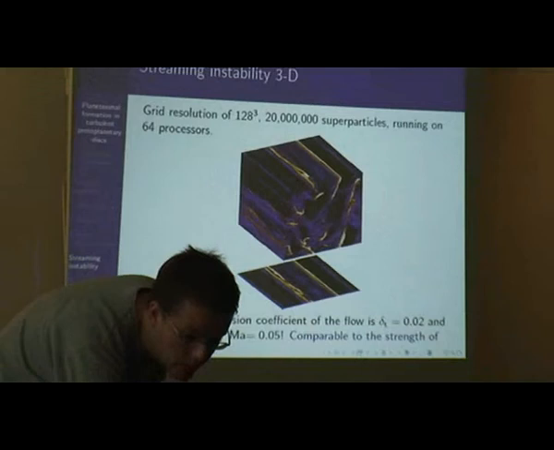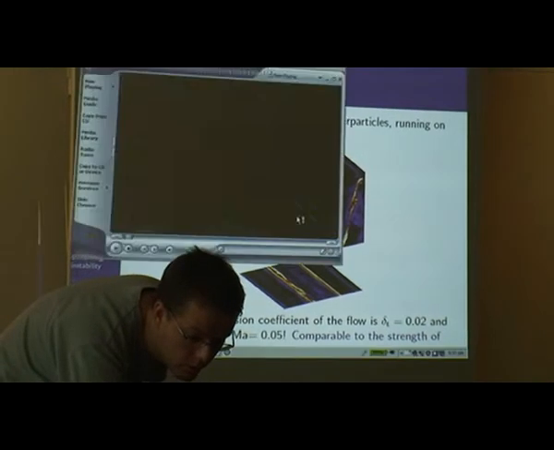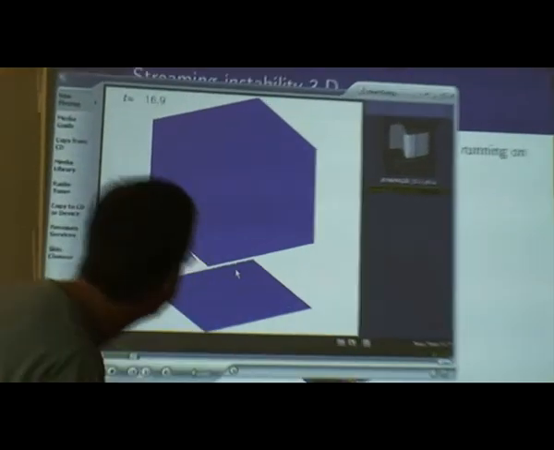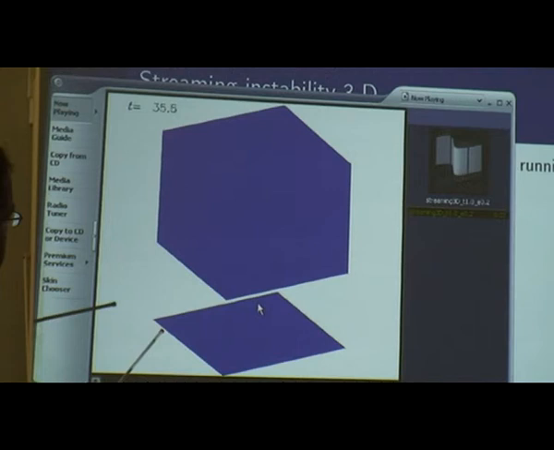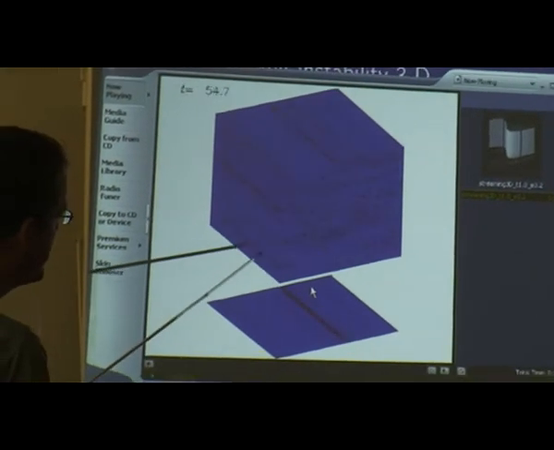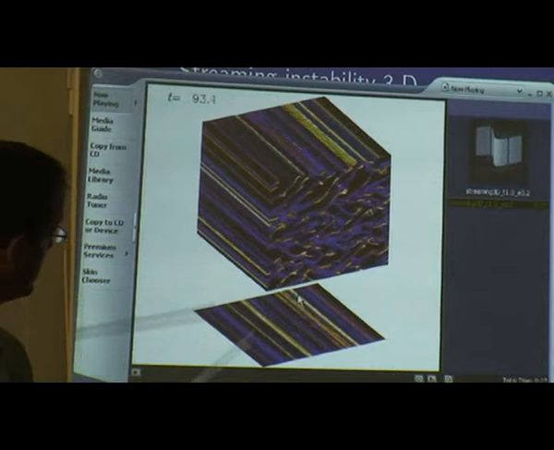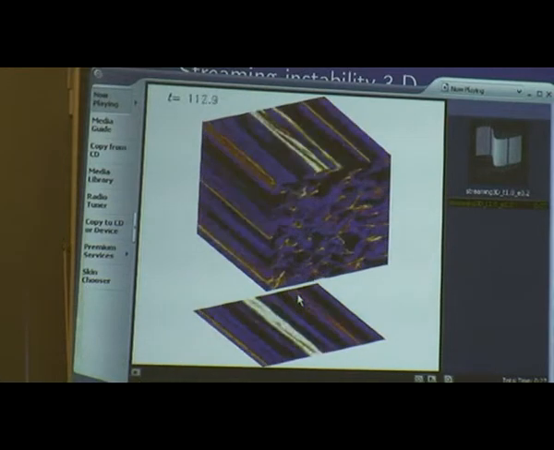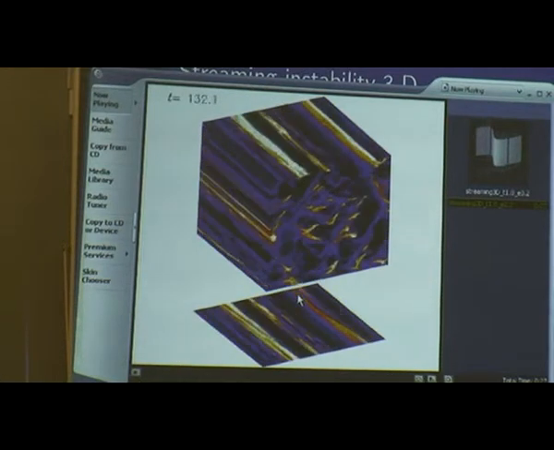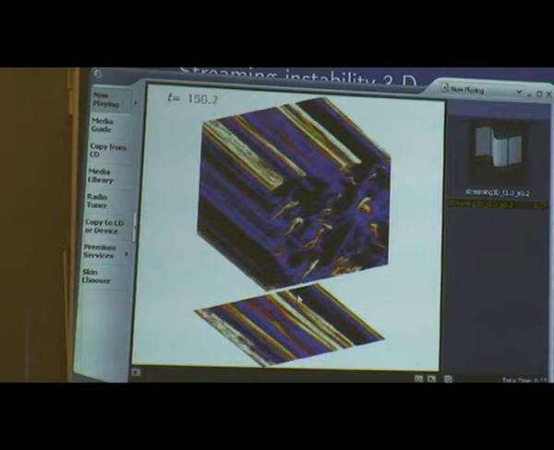Just want to show a movie of how this streaming instability looks in 3D. Again, the shearing box. You don't see anything in the beginning, but now the linear instability develops, you see these linear modes. And this is again the particle density, and after a while you get some very strong clumping of the particles. So this is something again like meter-sized boulders.